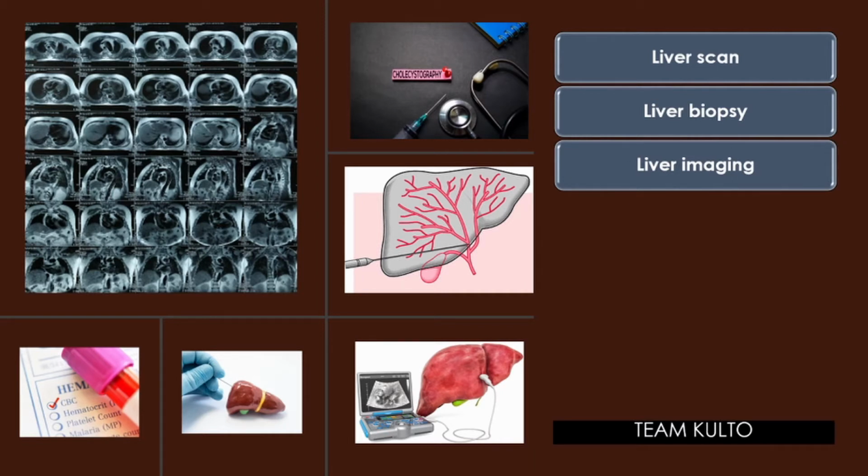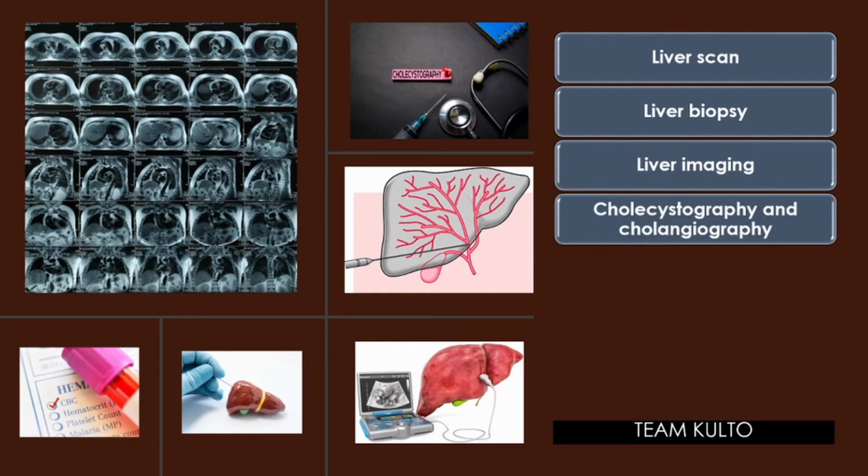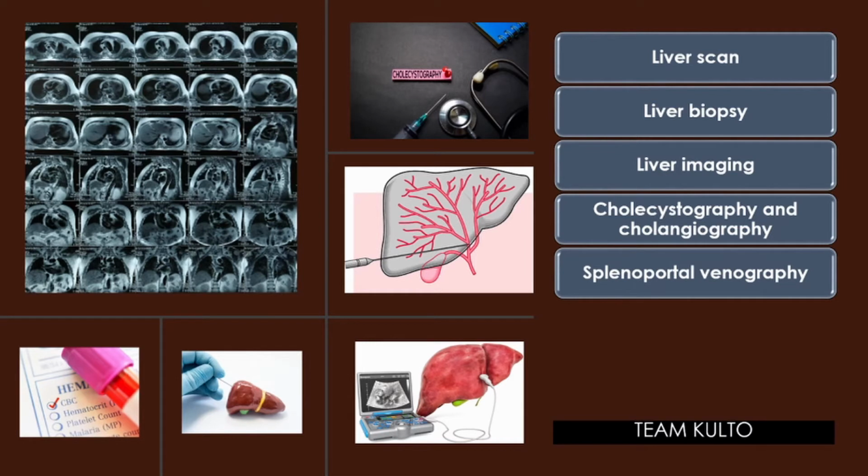visualization of masses, kasi nga pwede rin siya maging cause ng biliary obstruction. Kaya titignan mo kung merong dyan, may mass or may tumor, abnormal growths, metastasis, and venous malformation. Ano pa? Cholecystography and cholangiography. These do visualize the gallbladder and biliary duct system. Splenoportal venography. Graphy, meaning visualization. Splenoportal venography visualizes the portal venous system.